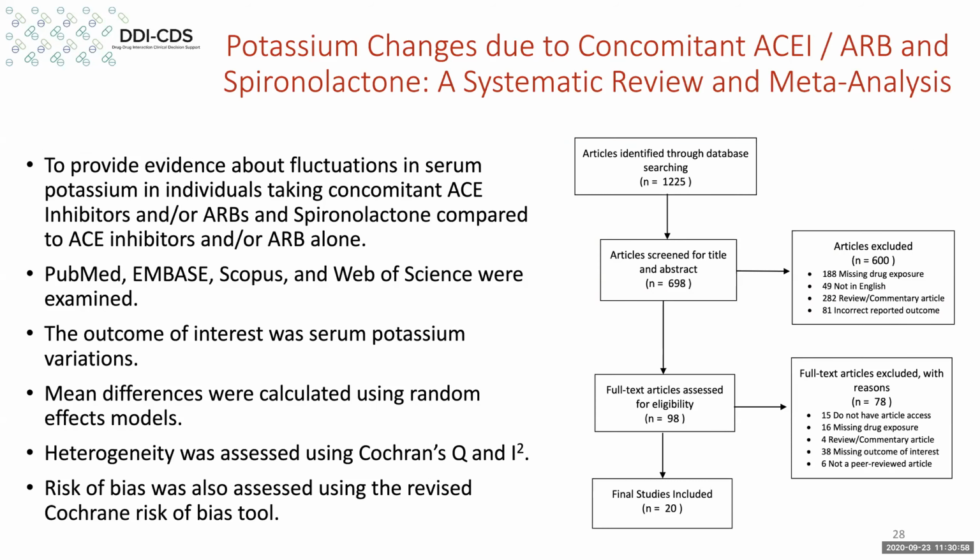So the aim of our study was to systematically evaluate the evidence concerning changes in serum potassium in individuals taking ACEs or ARBs with spironolactone, and compare with those taking ACEs or ARBs alone. To do that, we conducted a systematic review using PubMed, Embase, Scopus, and Web of Science. All of those four databases we examined, and from there, we extracted more than 1,200 articles.